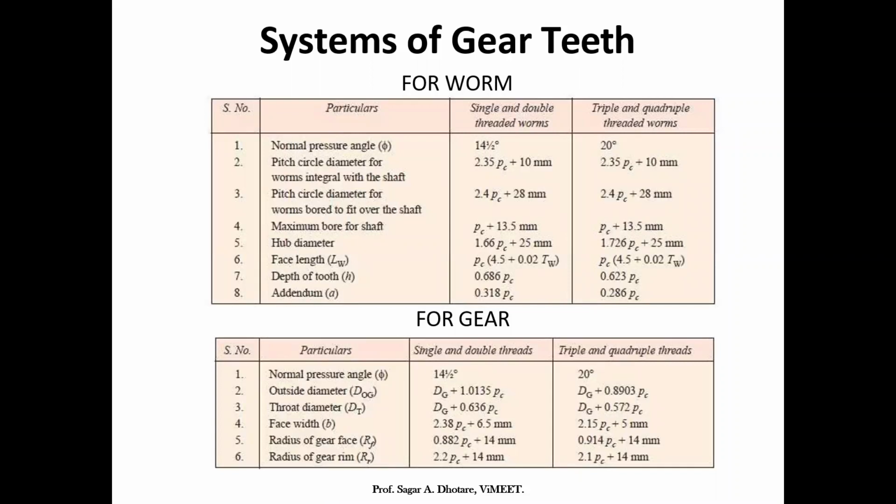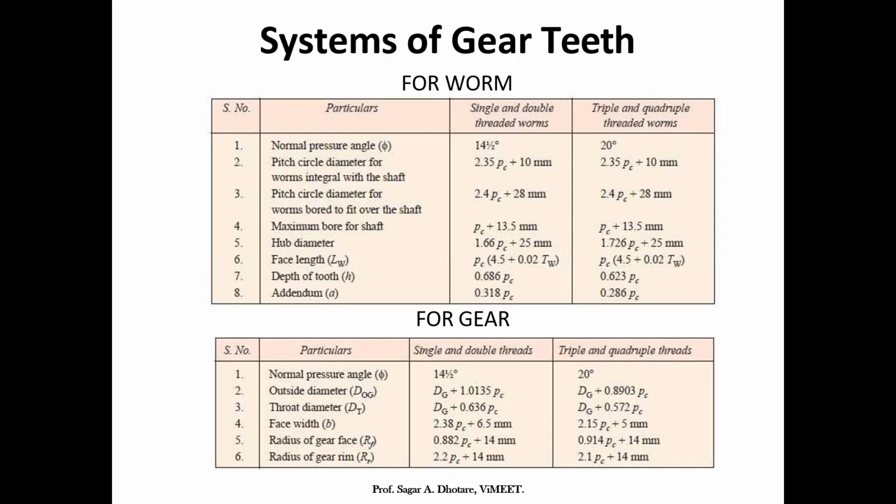Then what are the different types of systems we are using here? For worm, we are using 14.5 degree and 20 degree. It could be single or double threaded, or you can say single start or double start. And in 20 degree, it could be triple or quadruple threaded. It's called the number of starts.